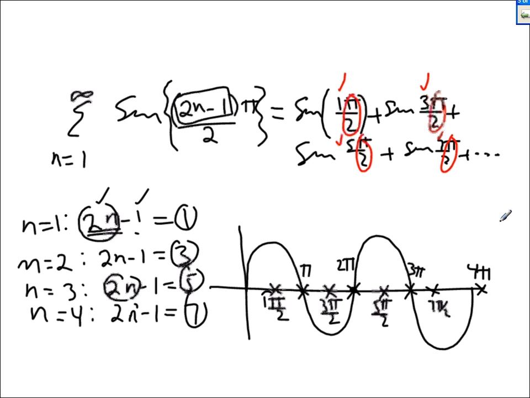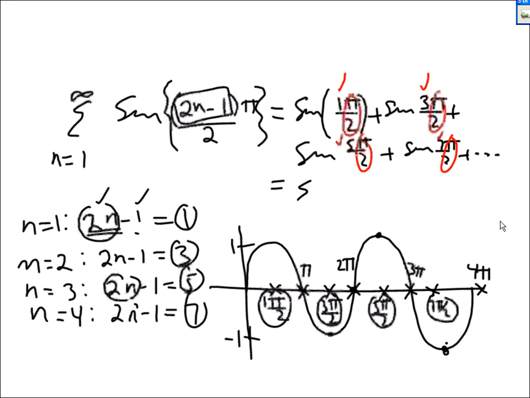Well, you get 1 pi over 2, 3 pi over 2, 5 pi over 2, 7 pi over 2. Pi over 2 is 1. The next one, 3 pi over 2, is negative 1. And then it's positive 1. And then at 7 pi over 2, it's negative 1. The signs are alternating.